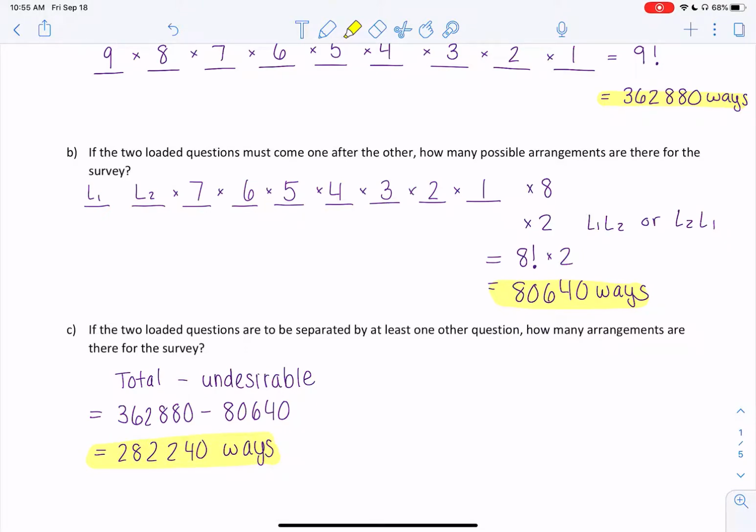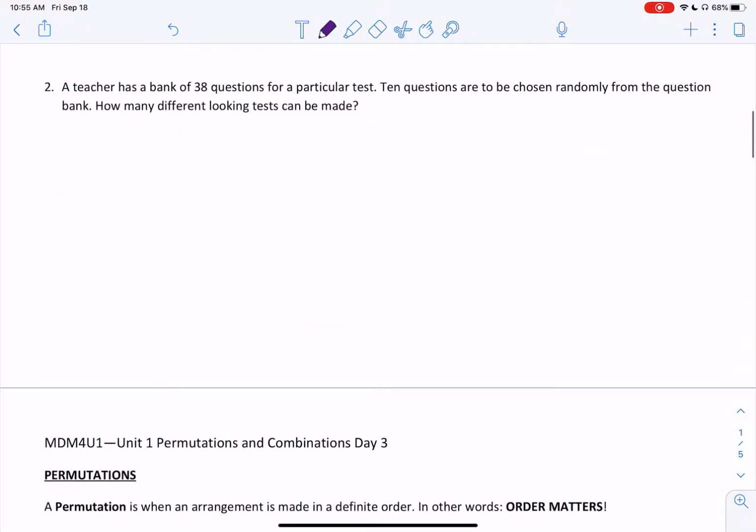So now let's go through another example. A teacher has a bank of 38 questions for a particular test. 10 questions are to be chosen randomly from the question bank. How many different tests could be made? So let's write out our blanks for each question. So there's 10 questions, 1, 2, 3, 4, 5, 6, 7, 8, 9, 10.